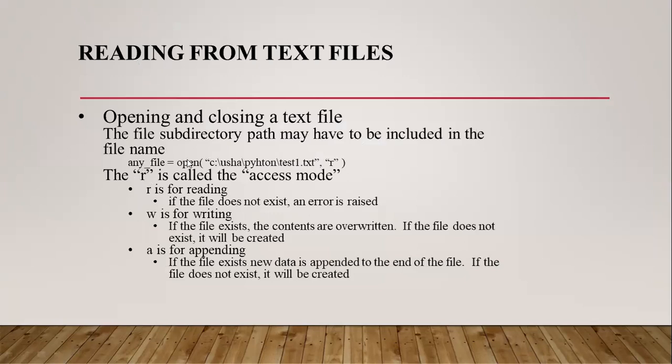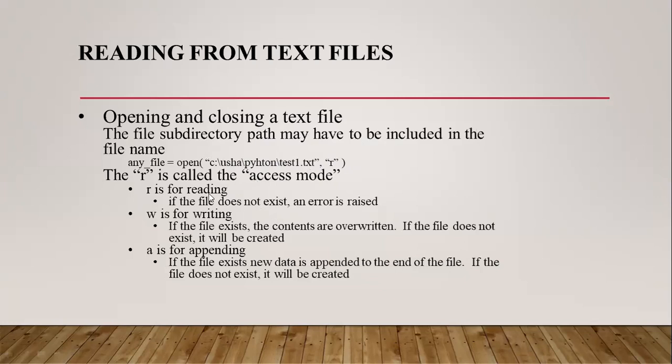Here I have given the syntax for it. We have to give the full path where the file exists. I am storing the particular file named test1.txt. Generally we save the files as .txt files. It exists in the C folder, and Usha is the main folder. In that one, Python is the subfolder. The file test1.txt exists in this Python folder. And I am opening this test1.txt in the R mode. R is nothing but the reading mode.